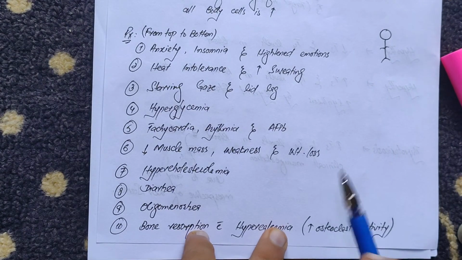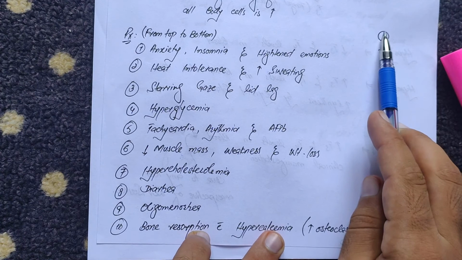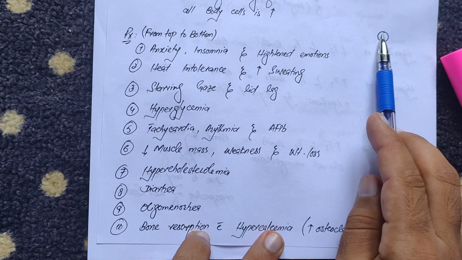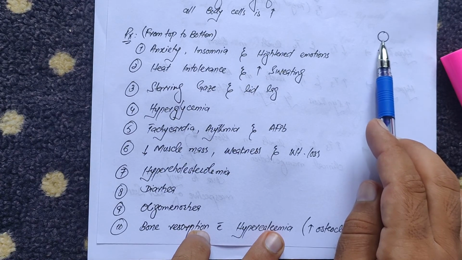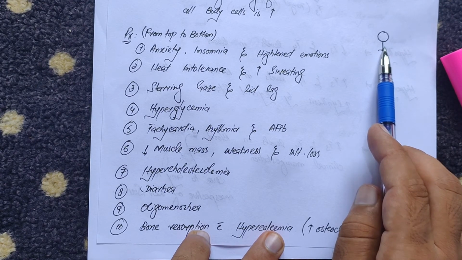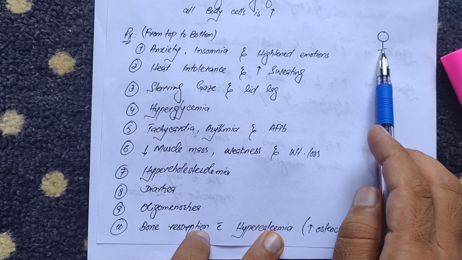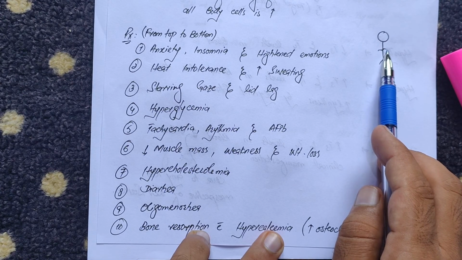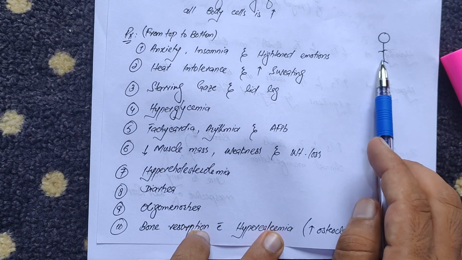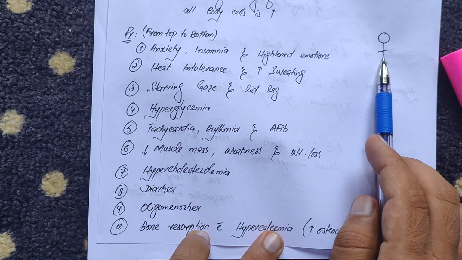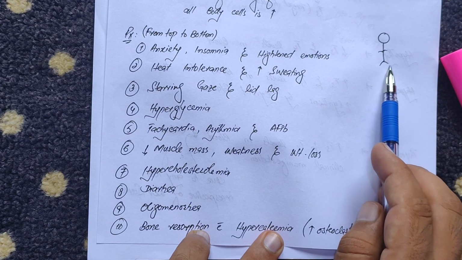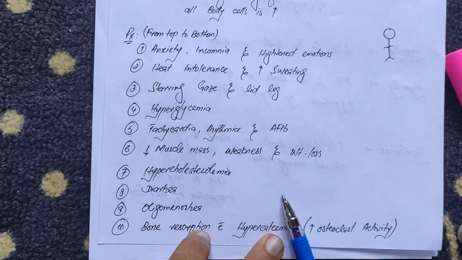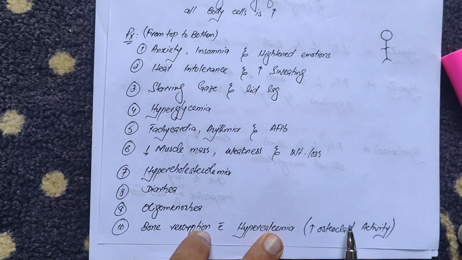So just remember from the top to the bottom all of these symptoms. First of all, we said anxiety, insomnia, and heightened emotion. Then at the forehead, we said heat intolerance and increased sweating. Then there will be a staring gaze and lid lag. Then in the neck vein, hyperglycemia. Then at the heart, there will be tachycardia, arrhythmias, and atrial fibrillation. At the muscle mass, there will be decreased muscle mass as well as weakness and weight loss. Then you reach the tummy, and it is hypercholesterolemia and diarrhea, then oligomenorrhea, and finally bone resorption and hypercalcemia, that is also related with hyperthyroidism.